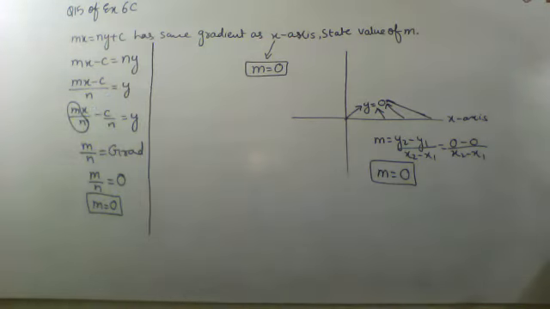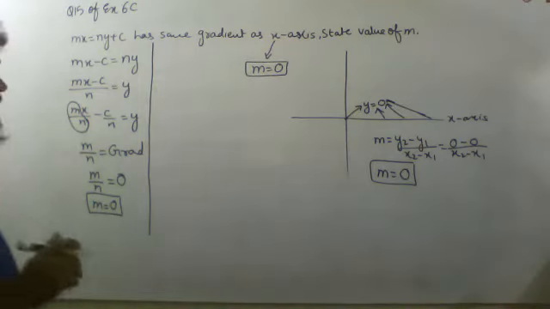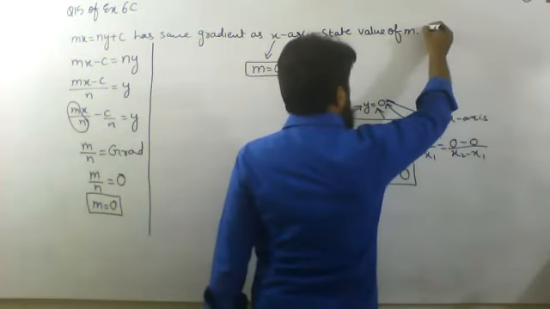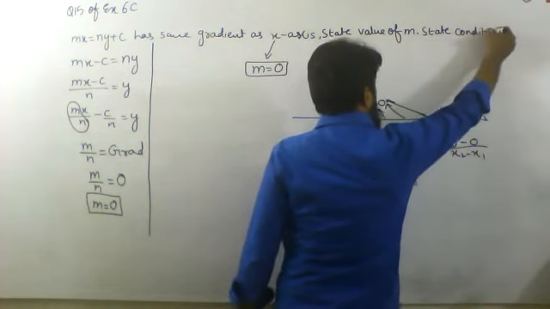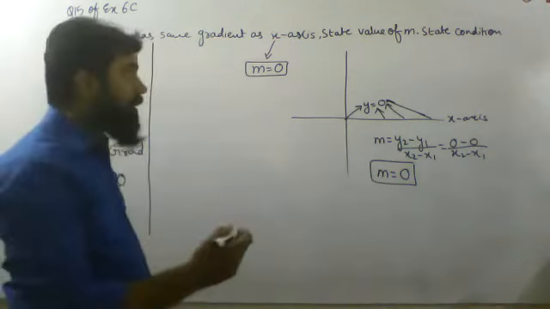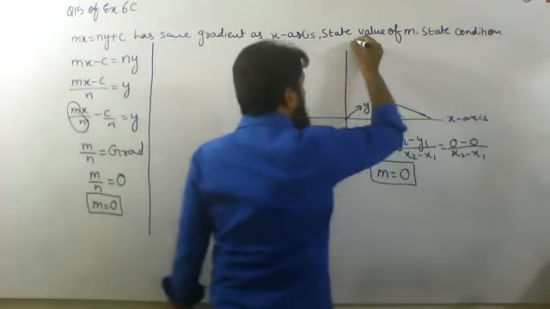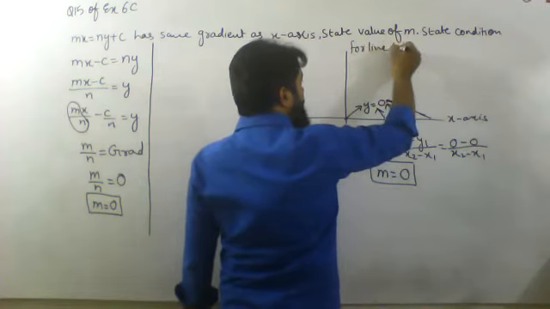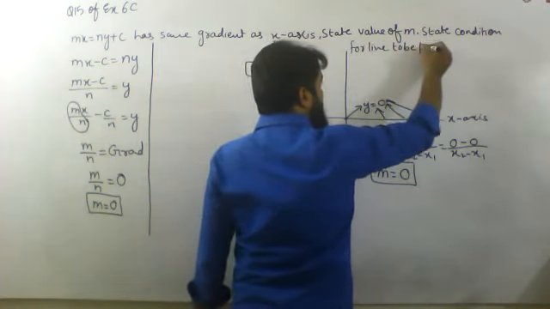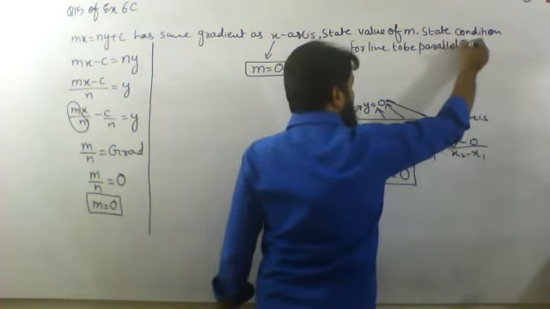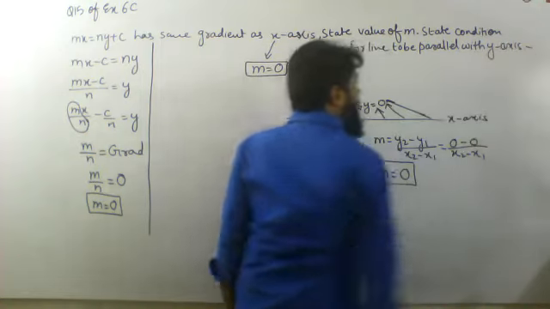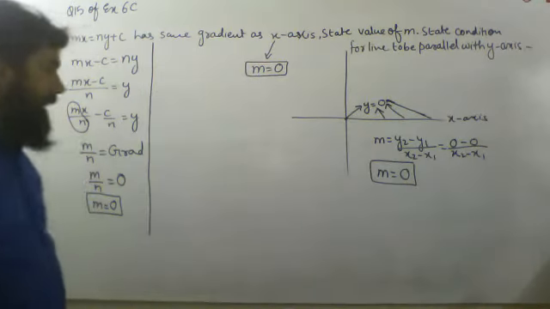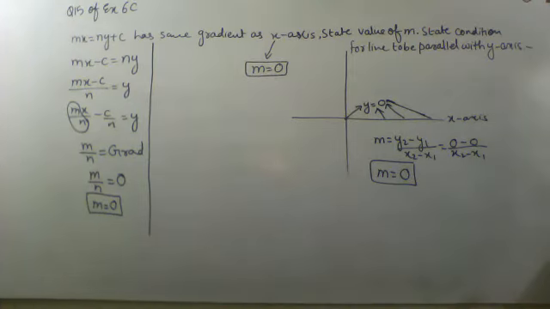Now, for the second part, they are saying to state the condition, and what condition are they asking for? State the condition for the line to be parallel with the y-axis. Okay, to be parallel with the y-axis, right? So what will happen over here?